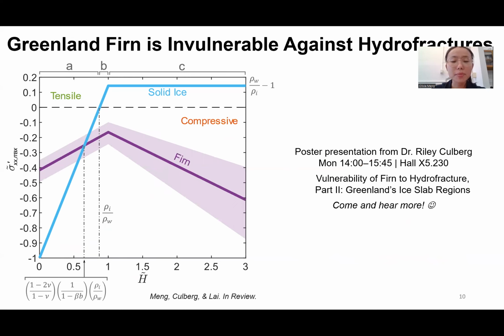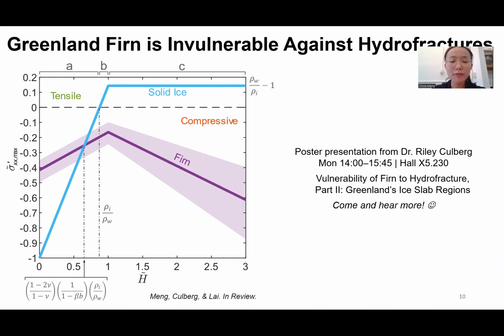In the second part of this project, Riley will show you how to apply this very simple scaling argument to scan through the whole parametric space of Greenland's firn, including both hydraulic and also mechanical properties. And here is our final conclusion. Greenland's firn is invulnerable against hydrofractures.